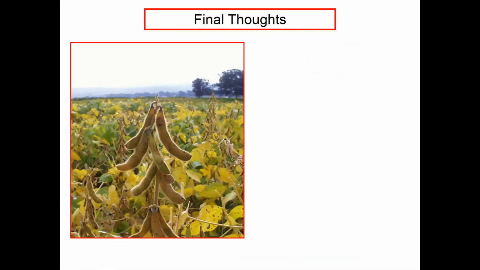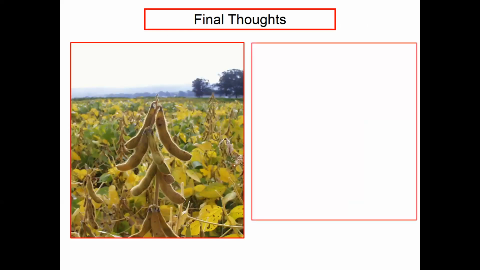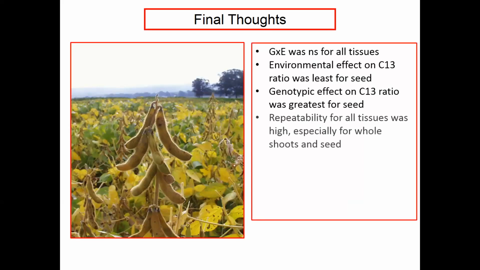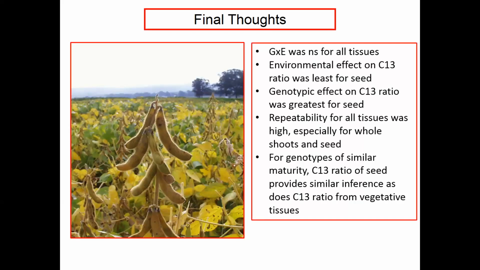So in summary, and just kind of final thoughts here, the genotype by environment interaction was non-significant for all the tissues that we looked at. The environmental effect on C13 ratio was least for seed. The genotype effect on C13 ratio was greatest for seed. The repeatability for all tissues was high, especially for the whole shoots and seed. And for genotypes of similar maturity, which we had in this experiment, the C13 ratio of seed provides a similar inference, as does the C13 ratio from vegetative tissues.